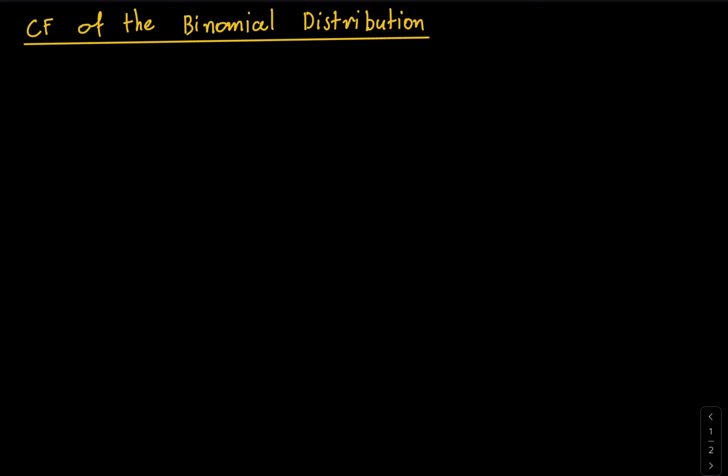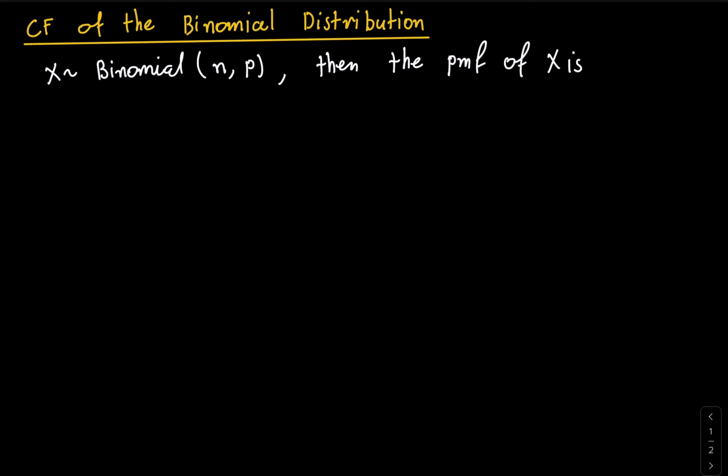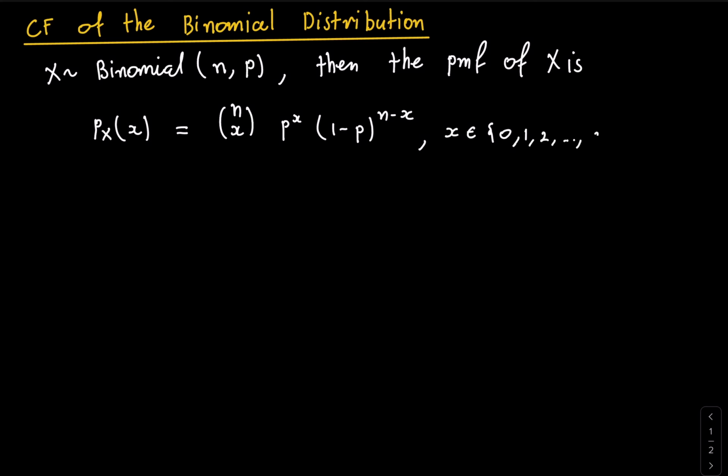So, as a refresher, recall that if X has a binomial distribution with parameters n and p, then the probability mass function, or the PMF, of X, which we'll write as p_X(x), is equal to n choose x, p to the power of x, (1 minus p) to the n minus x, and this is true for any x values which are in the support 0, 1, 2, all the way up to n.